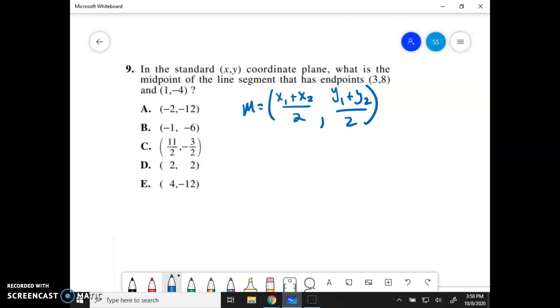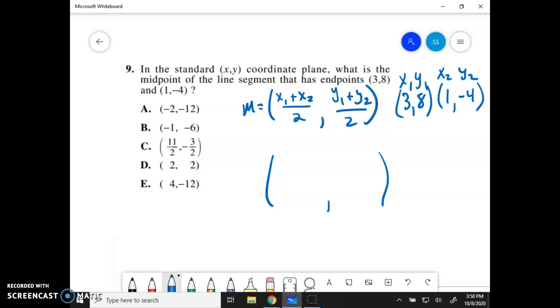Basically, we're going to add up our x's. So we've got 3, 8, and 1, -4, sorry. And so just label these out, x1, y1, x2, y2. Go ahead and substitute these out. And we're going to get 3 plus 1 over 2 and -4 plus 8 over 2.